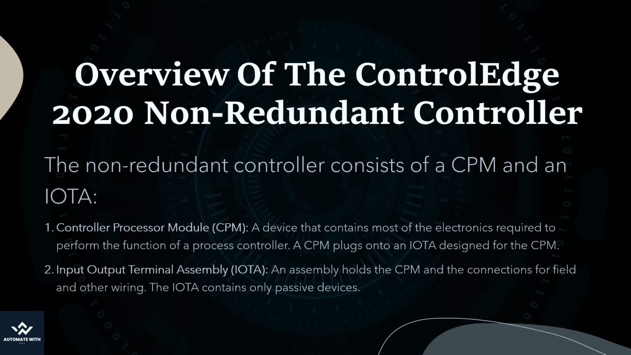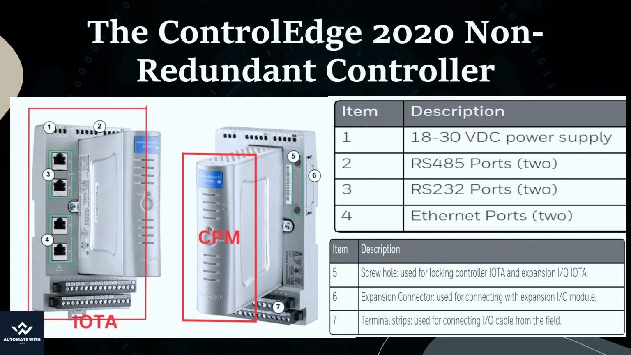IOTA, which stands for Input-Output Terminal Assembly, holds the CPM and the connections for field and other wiring. The IOTA contains only passive devices. The picture description below shows the IOTA and the CPM as we had discussed in the previous slide. On the left side, we can see the IOTA with numberings indicating different terminal points. Point 1 is where we connect our power supply. The ControlEdge 2020 non-redundant controller can take power between 18 to 30 volts DC.